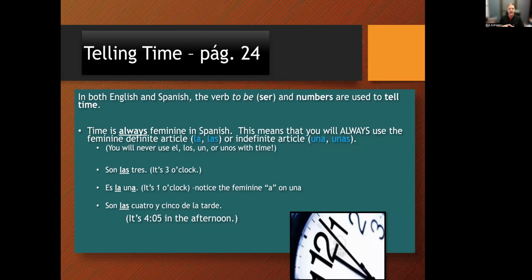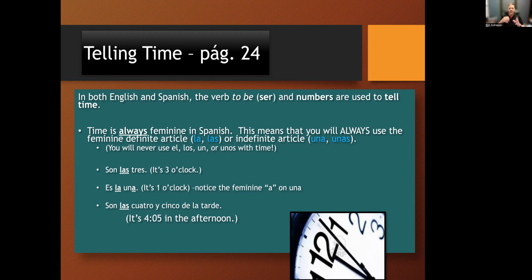Page 24 in the manual is where this lesson comes from, talking about telling time. We're going to use 2 components of things we've already discussed in last week's lectures. The verb ser, which means to be, and the numbers. You've learned numbers 0 through 30 at least, and you'll use a bunch of those numbers today as we look at telling time. Obviously, an essential tool for your tool belt in Spanish, being able to understand and tell time, as well as ask things about time.